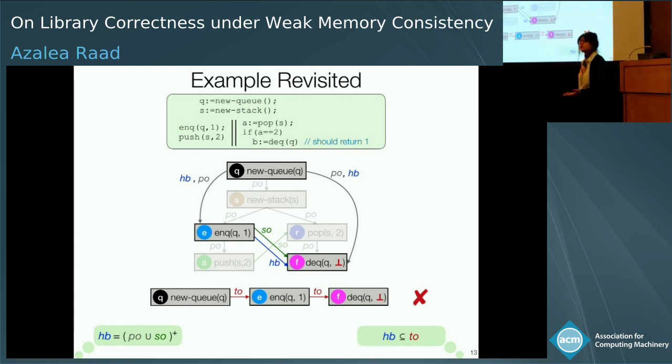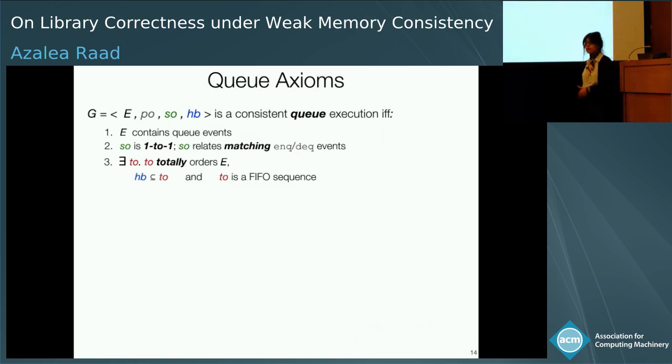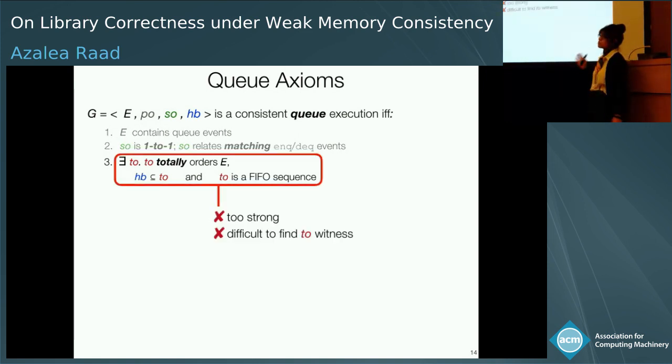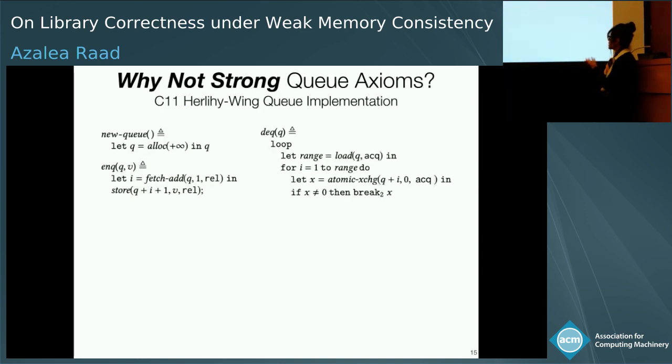But then we started at some point verifying implementations against their specifications. Like I said, that's another thing we want to do in our framework. And in particular, we realized that we don't really like this strong queue specification, for two reasons. The first reason is that this specification is too strong, and I'll tell you why in a minute. And the second reason is that it's very difficult to find. It says there exists a total order, so you have to conjure up this total order out of nowhere. And in the worst case, you might have to enumerate all possibilities and check them one by one. So to show you why it's too strong, I'll tell you a story.